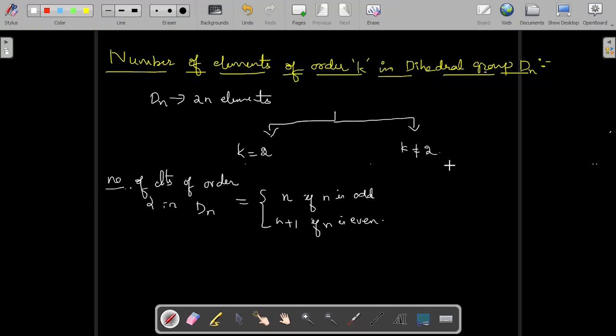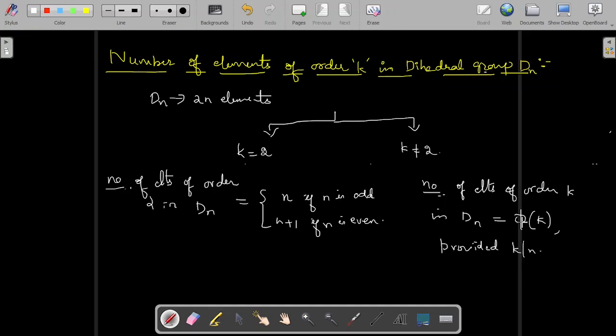Now, if k not equal to 2, then the number of elements of order k in Dn is equal to phi of k, provided k divides n. Provided k divides n. Not for all possible k. If k divides n, then only you have elements of order k, and if you want to find the number of elements of order k, then it is phi of k. Phi of k is the Euler's phi function. This is the formula. Let us take an example.